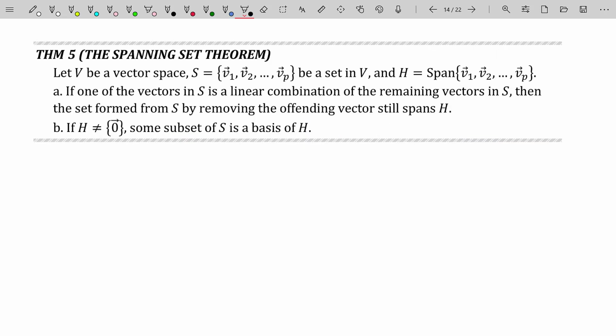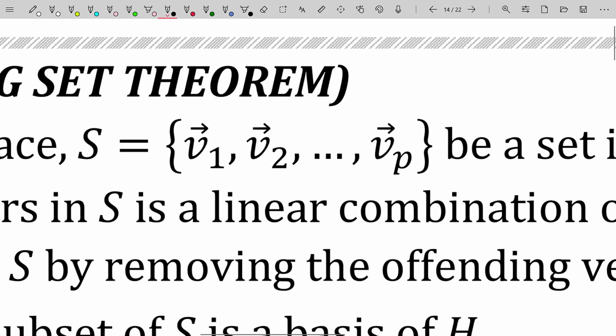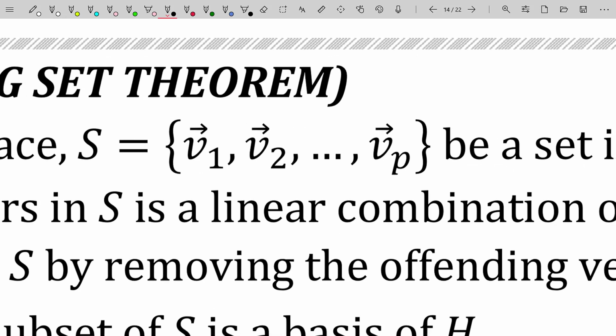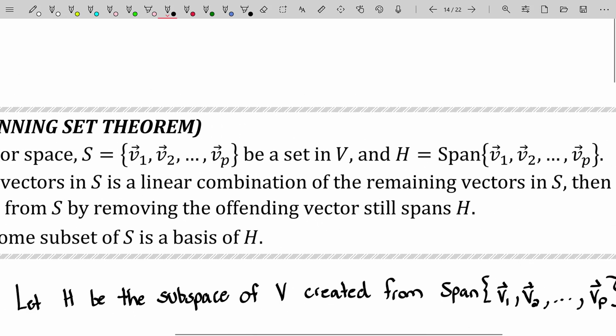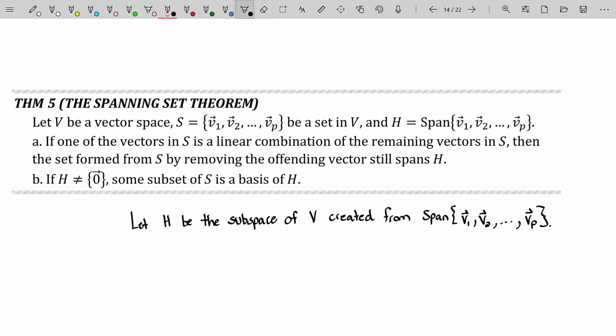So we arrive at the very last theorem in this video. It's called the spanning set theorem, and I've alluded to this already. I'm going to summarize it just with language here. We'll start by saying that we're working within a vector space and that we have a collection of vectors from that vector space. And we're going to let H be the span of those vectors. That's the important part we'll start with.